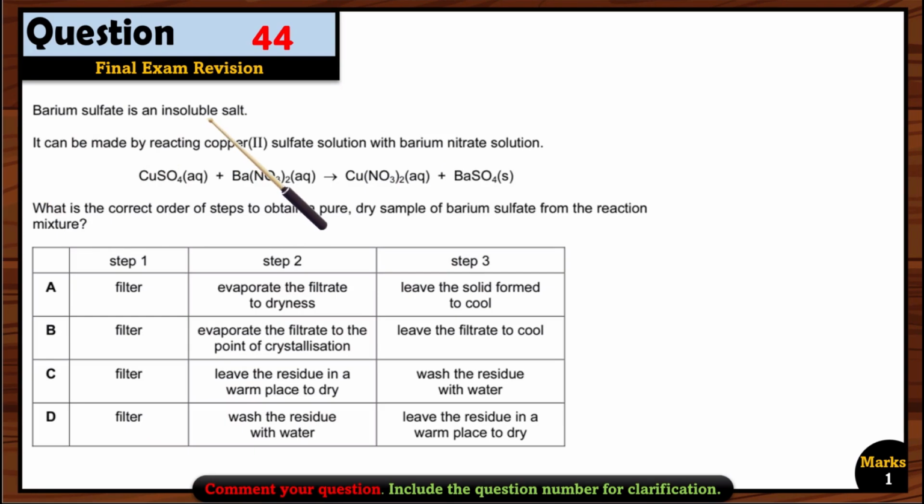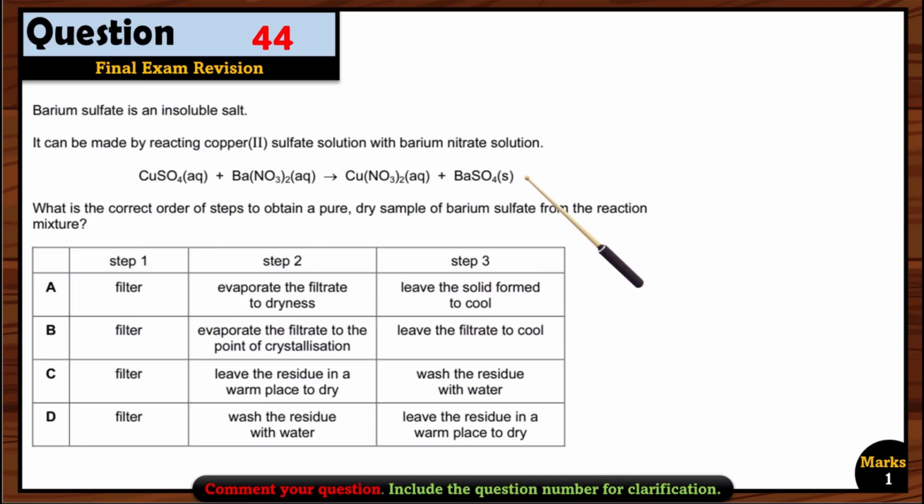Let's see question 44. Barium sulfate is an insoluble salt. It can be made by reacting copper sulfate solution with barium nitrate solution, okay? So what is the correct order of the steps to obtain a pure dry sample of barium sulfate from the reaction mixture?